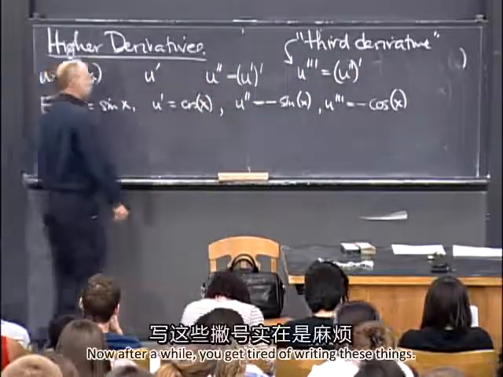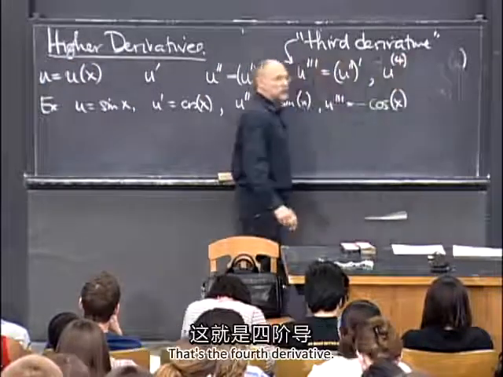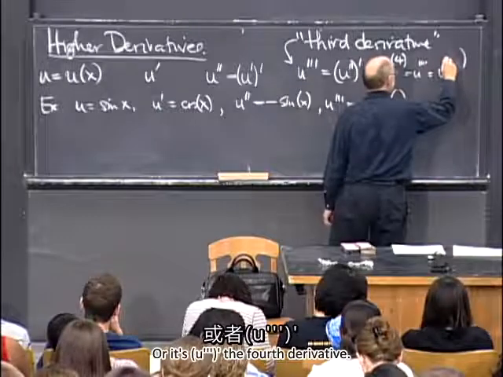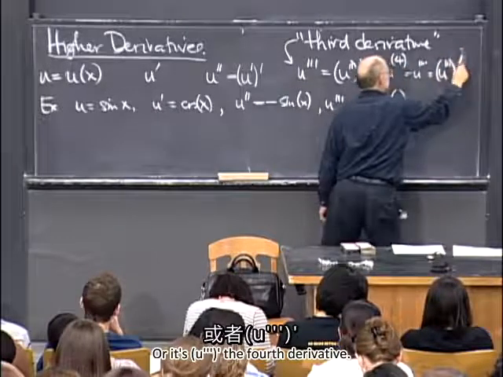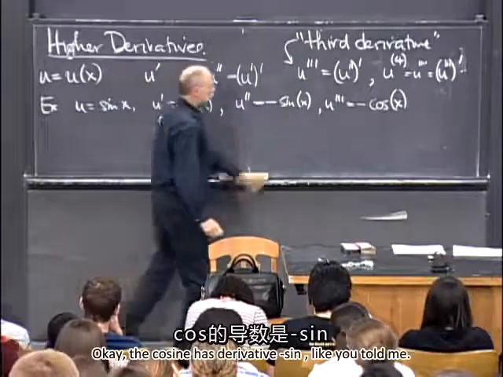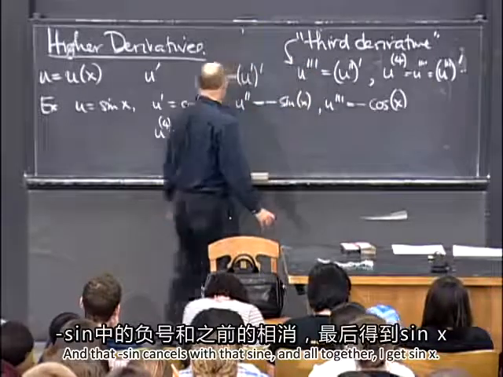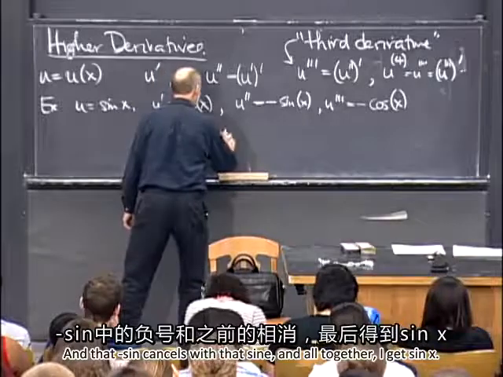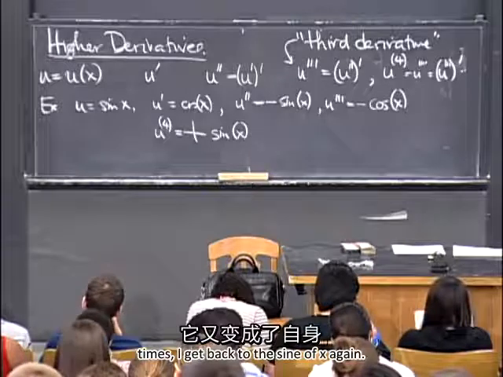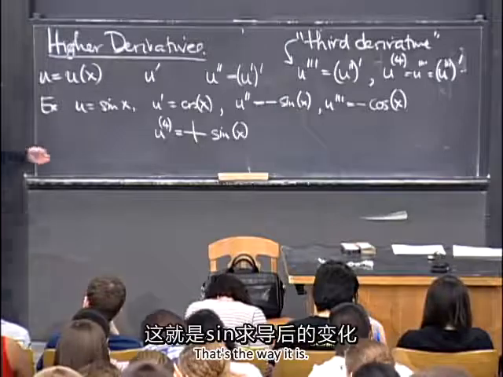Let's do it again. Now, after a while, you get tired of writing these things, and so maybe I'll use the notation u upper 4. That's the fourth derivative. That's u prime prime prime prime, or it's u prime prime prime differentiated again, fourth derivative. And what is that in this example? Okay, the cosine has derivative minus the sine, like you told me, and that minus sign cancels with that sign, and altogether I get plus the sine of x. That's pretty bizarre. When I differentiate the function sine of x 4 times, I get back to the sine of x again. That's the way it is.